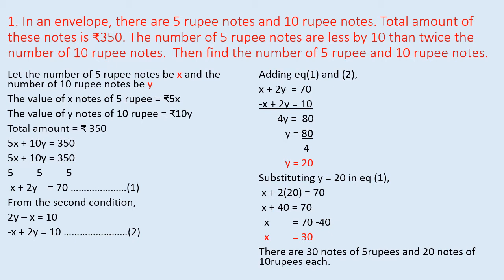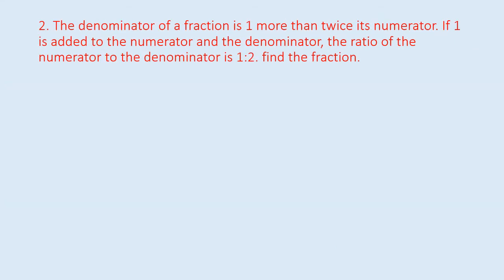Now let us proceed towards the second question. The second question has two sentences in it. It is about a fraction. The denominator of a fraction is twice more than its numerator. A fraction has a numerator and a denominator, so we consider the numerator as x and the denominator as y.